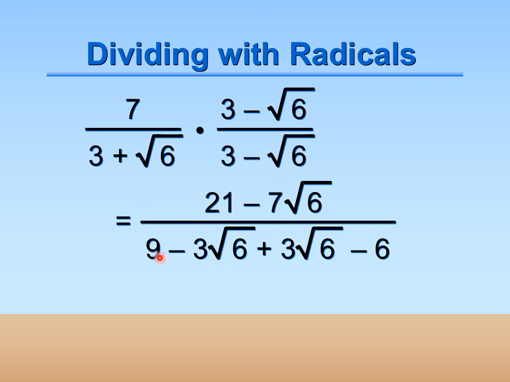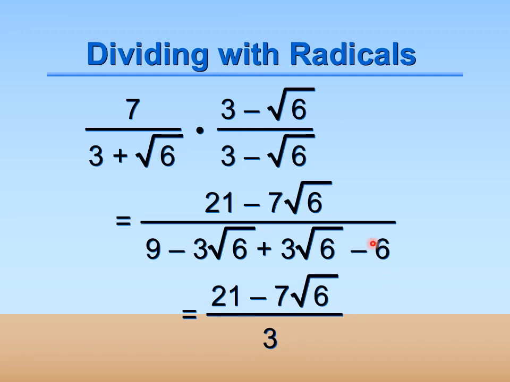And then you can use your box method to multiply the conjugates. So 3 times 3 is 9. And then 3 times negative square root of 6 is minus 3 square root of 6. And then 3 times positive square root of 6 is positive 3 square root of 6. And then the square root of 6 times the negative square root of 6 becomes just minus 6. So then we get the answer 21 minus 7 square roots of 6.